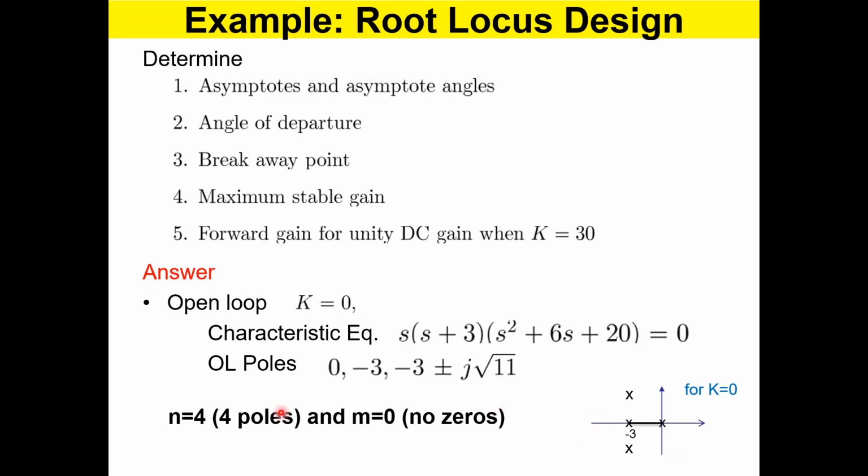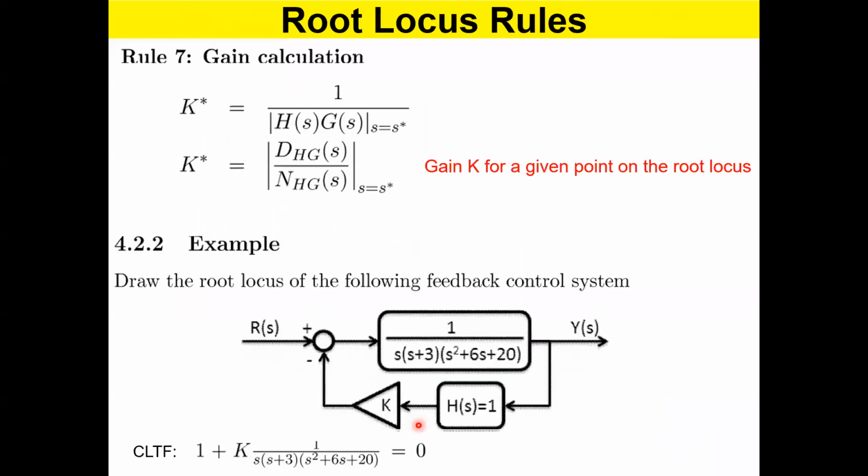Now you say there are 4 poles, right? 2 over here and 2 over here. So 4 poles and m equals 0. No zeros. So of course there are no zeros here, right? Numerator, if there is a polynomial here, you have to set it to 0 and calculate the solutions. But here it is just 1. So therefore no zeros.